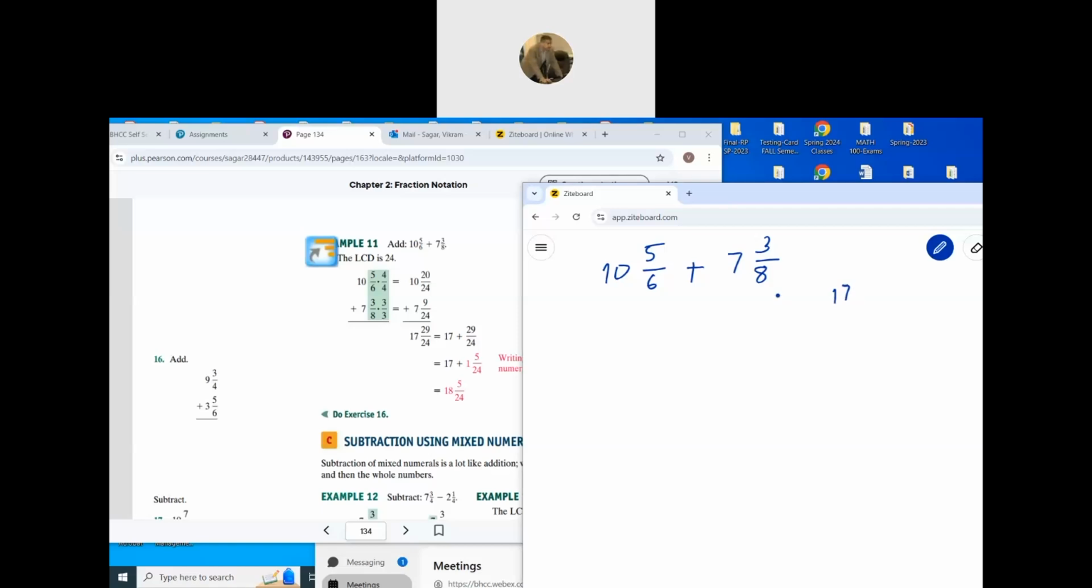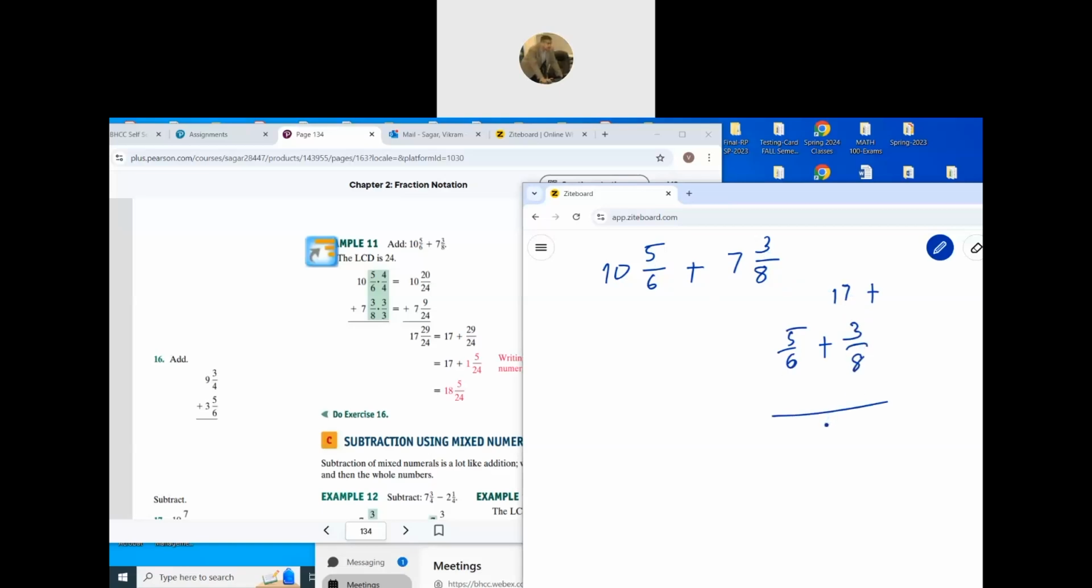Faith, you could do it this way also, but wait, don't write it down. I'm gonna do a different way, okay? The way we keep doing, okay? So just one method. I'm just showing it for some students, okay? And so now we have 17, right? And then we're left with 5 over 6 plus what? 3 over 8, right?